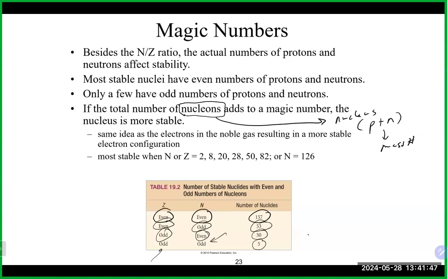We also find that most are stable when either the neutrons or the protons have these numbers of 2, 8, 20, 28, 50, 82, and your magic number of 126 for the number of neutrons. So those are stable arrangements of protons and neutrons. Any questions on that there? All right, we're going to leave it there for today.